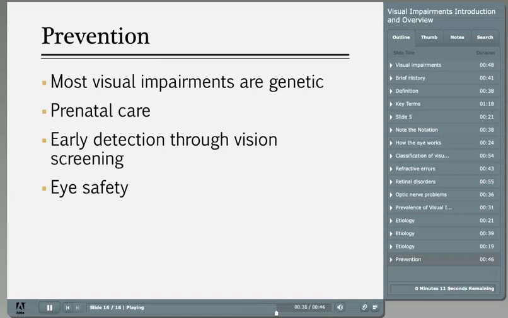Furthermore, preventative eye safety such as understanding dangers, identifying and correcting hazards, and using care can help reduce visual-related impairments.